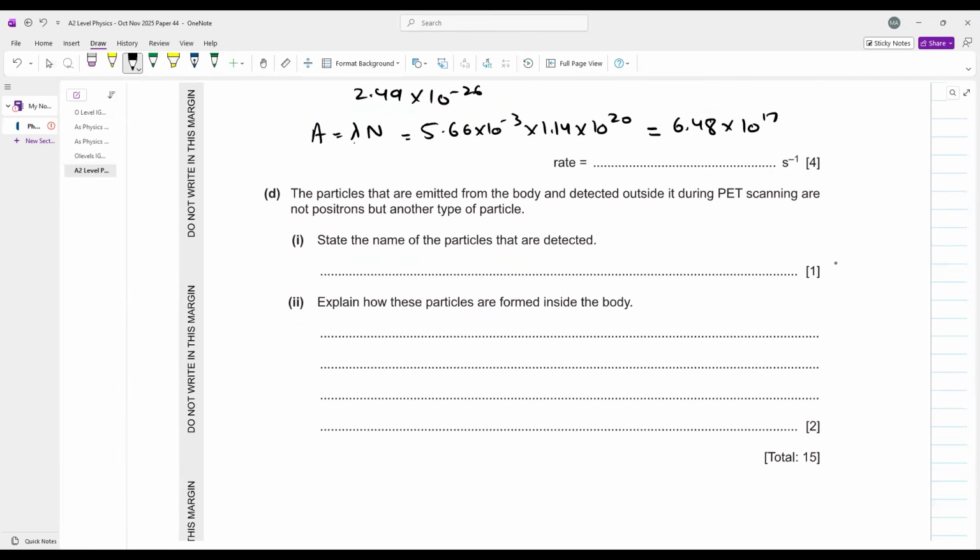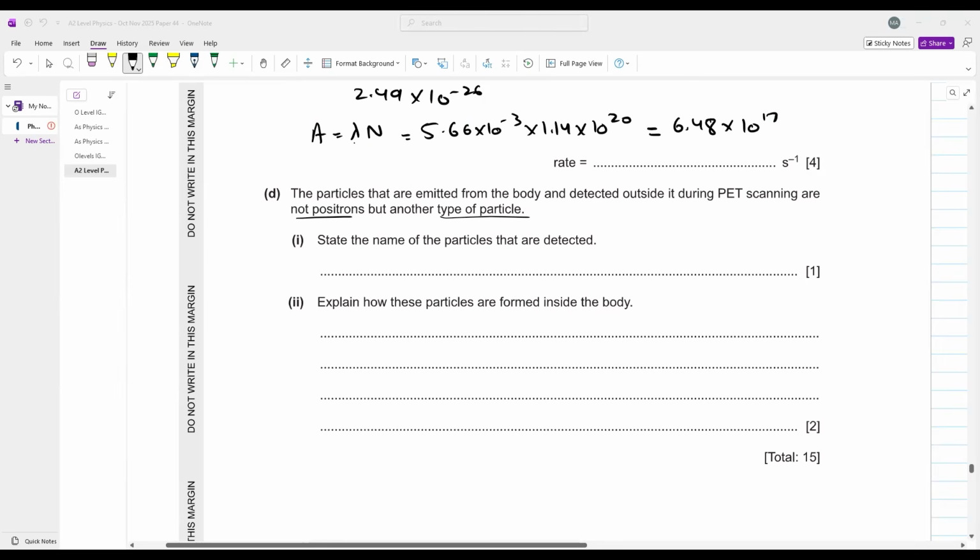The particles that are emitted from the body and detected outside it during PET scanning are not positrons but another type of particles. Which particles are detected in PET scanning? Gamma photons. Explain how these particles are formed inside the body.